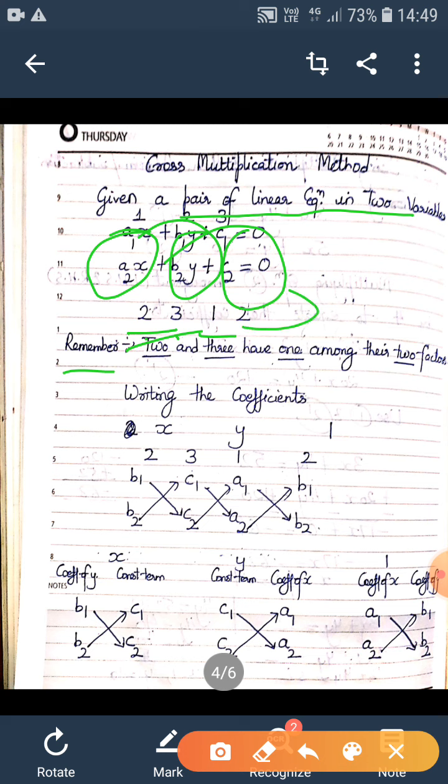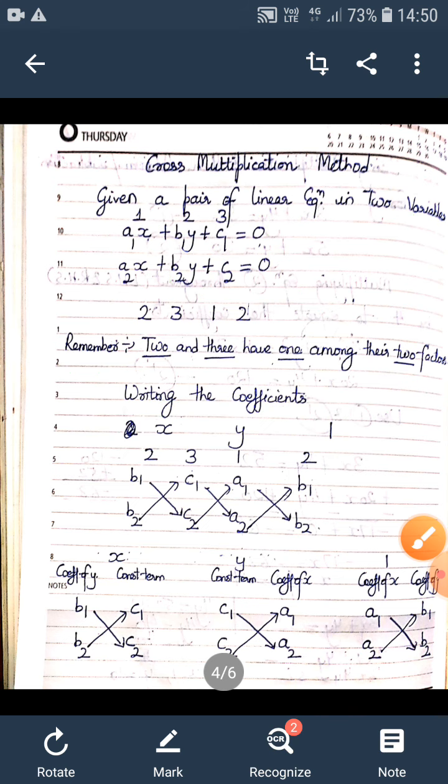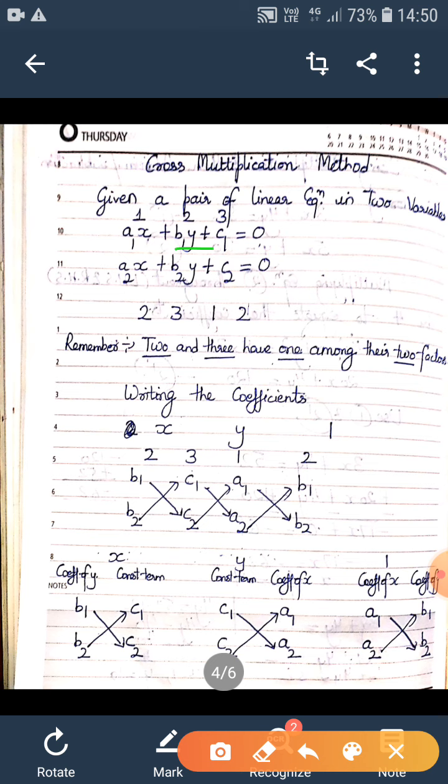So what is the role of this 2 3 1 2? We will write x first, then y, then 1. 2 means the coefficient of the second term, as you can see from the diagram, b1 and b2. So below x you write the coefficients of the second term, b1 and b2. Then 3 means the constant terms c1 and c2. Then 1 means the coefficients of x, a1 and a2. And again 2, the coefficients of y, b1 and b2.